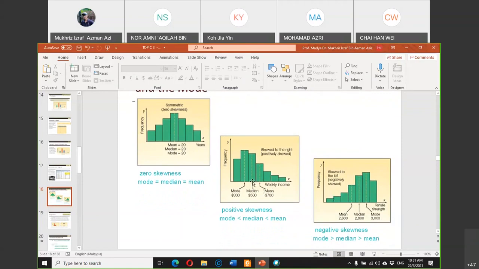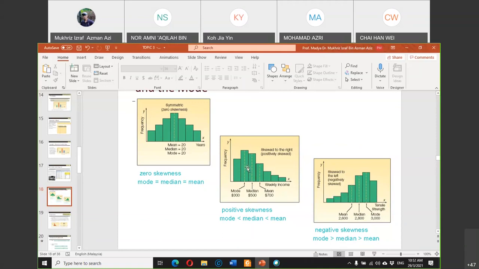So that is again another unique value of the median, because it is not affected by extremely small or extremely large values. You don't add anything, you just arrange from smallest to highest. So whether it is positive skewness or negative skewness, the median is always in the center.